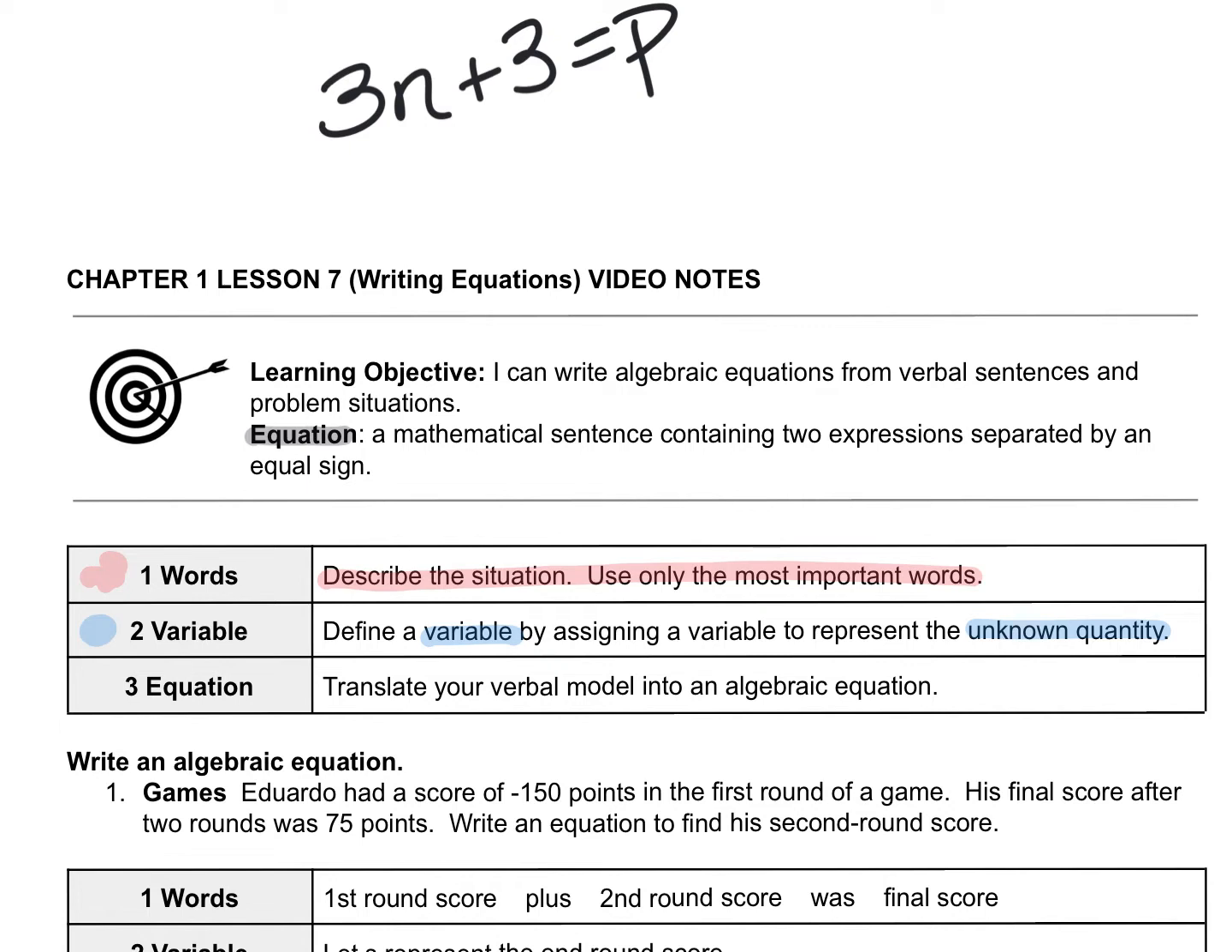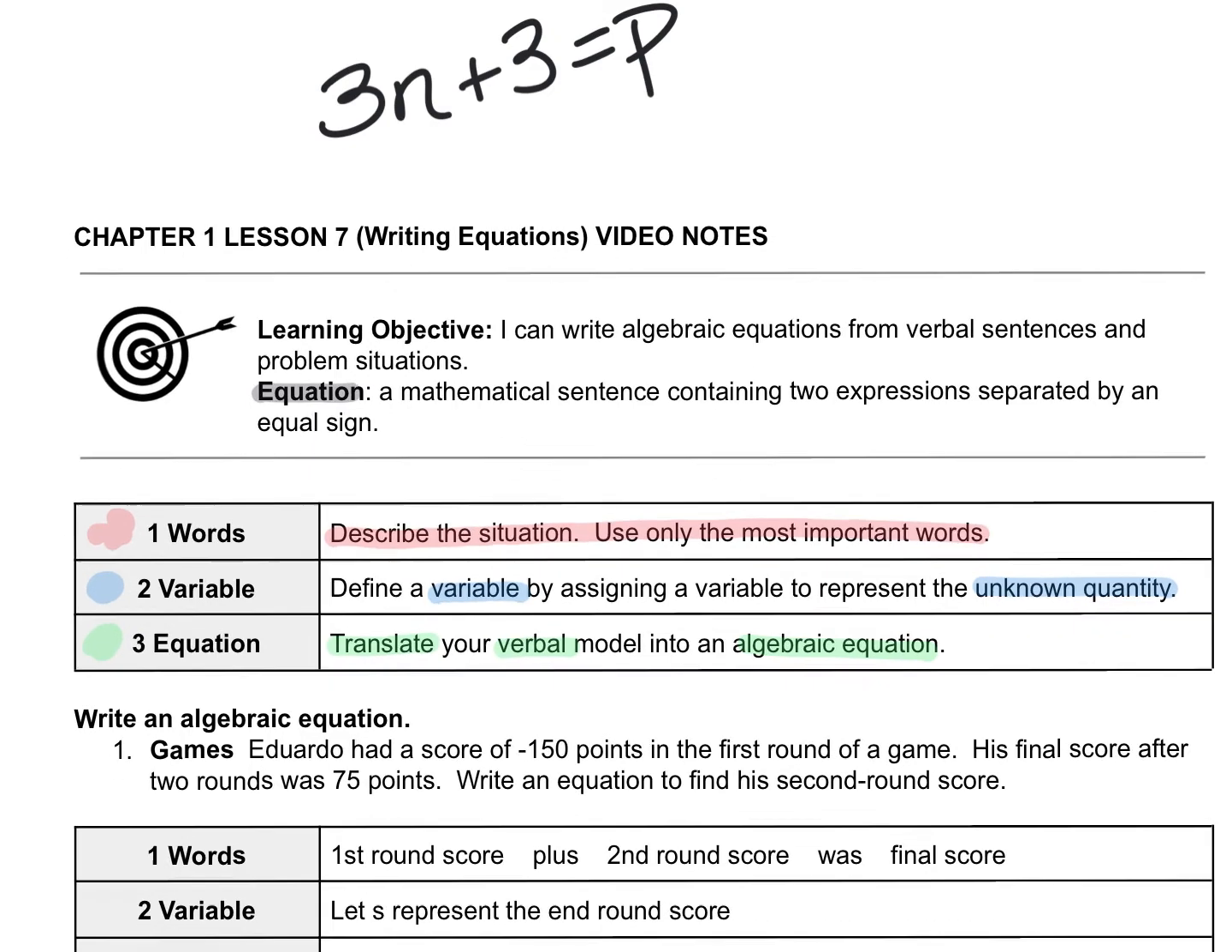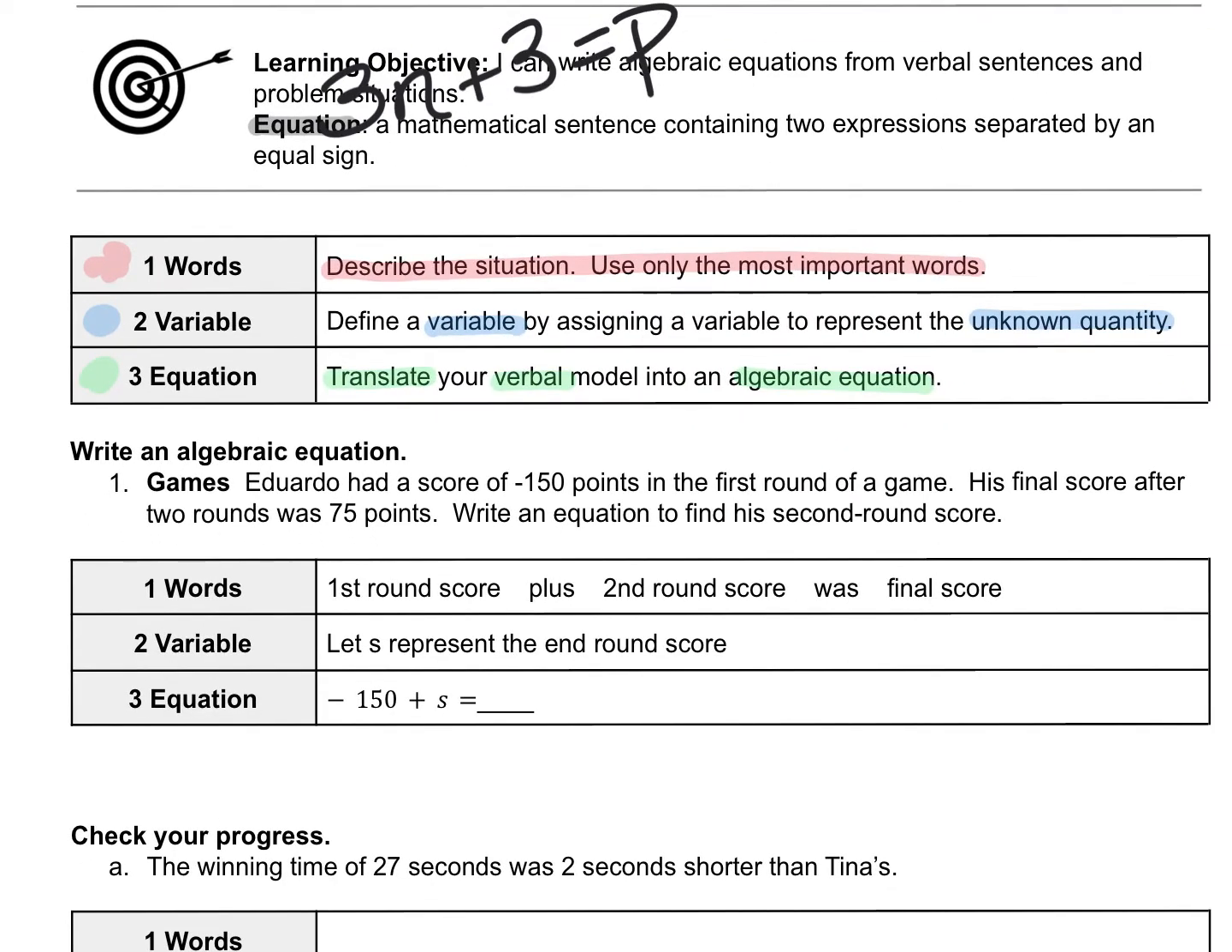And then finally, we're going to write the equation. The equation translates what you verbally read into an algebraic equation. The nice thing is, when you get it, you can read the expression or the equation back, and if it matches the sentence, then you know you're in good shape. Okay? So those are our steps: find words, variables, and make an equation. So let's do a couple together.